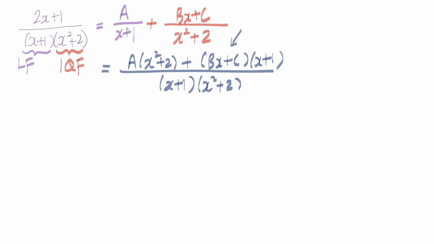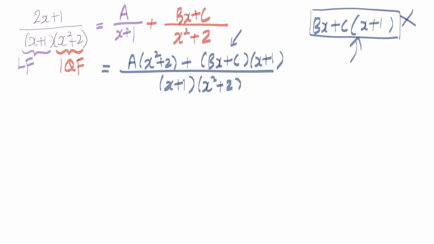You need to bracket your bx plus c, because if you do not bracket it, if you write it this way, what you are saying is you are just multiplying x plus 1 with the constant c, which is not your original intention. Your original intention is to multiply x plus 1 with bx plus c. So it is important that you bracket it. You don't do this, this is wrong. Now we can compare numerators.